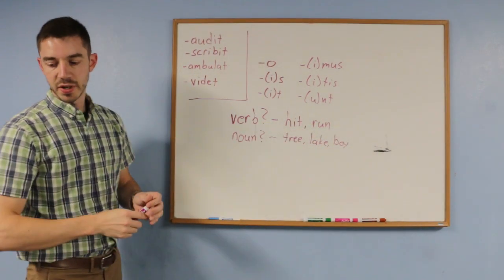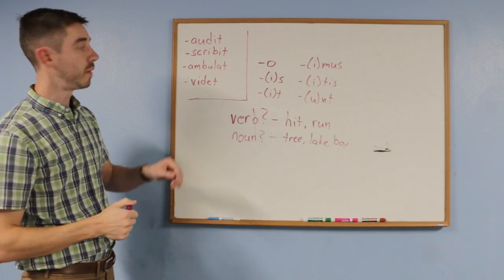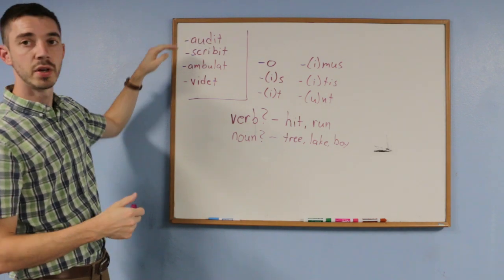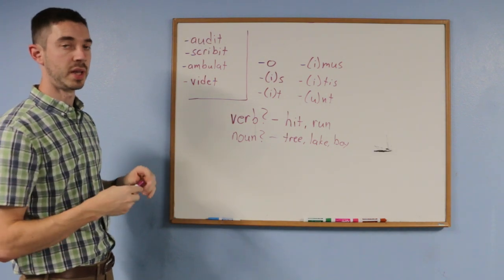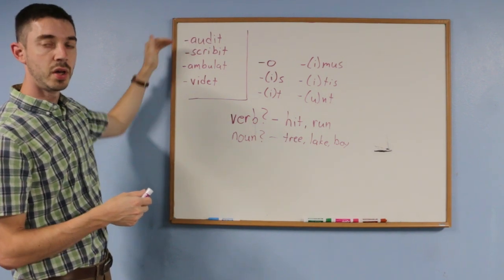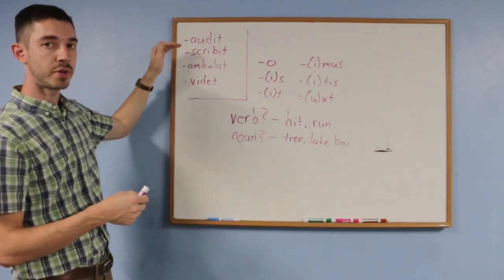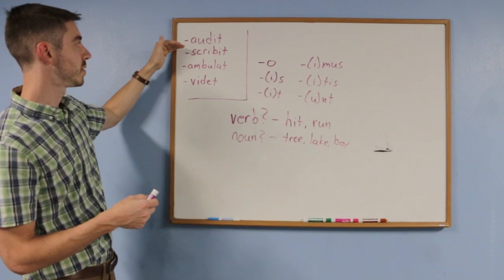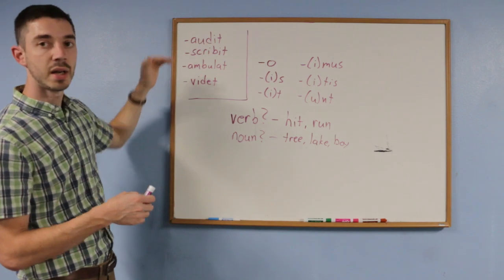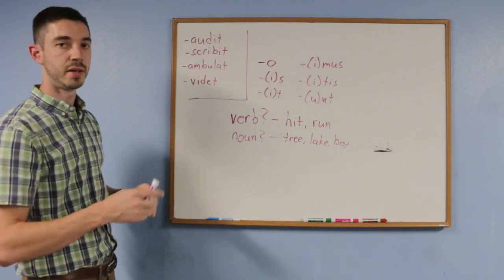Now, why do we have different endings for verbs? We have different endings for verbs so that we know who is doing the action. So remember, when we learn verbs, we learn them in the third person singular. So audit, scribit, ambulat, videt.